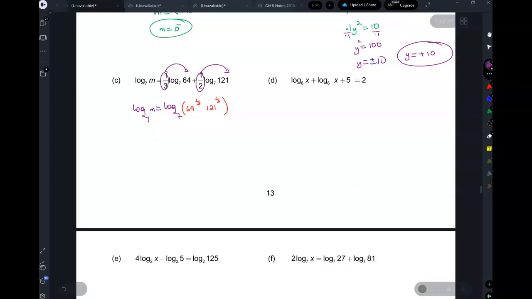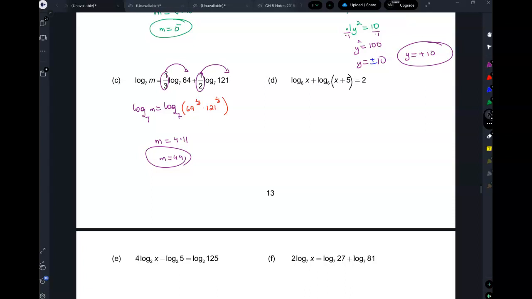Okay, so m equals, what's the cube root of 64? 4. What about the square root of 121? 11. So 44. Okay, isn't this fun? So m equals 44. And then also, negatives never work, right? Well, if you plug it into the logarithm and it's still negative, it doesn't work. But if you have like log of x squared, that's fine, right?